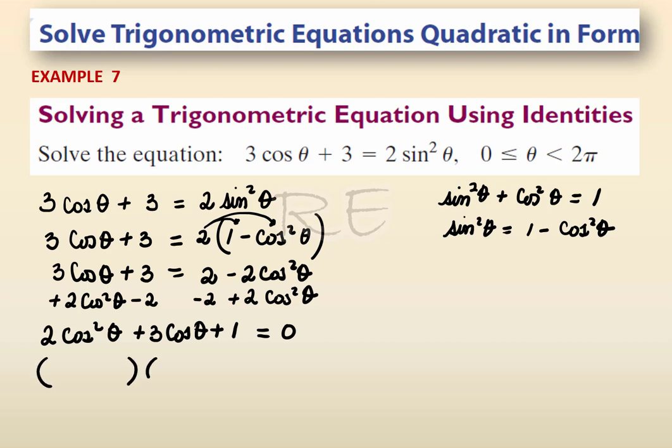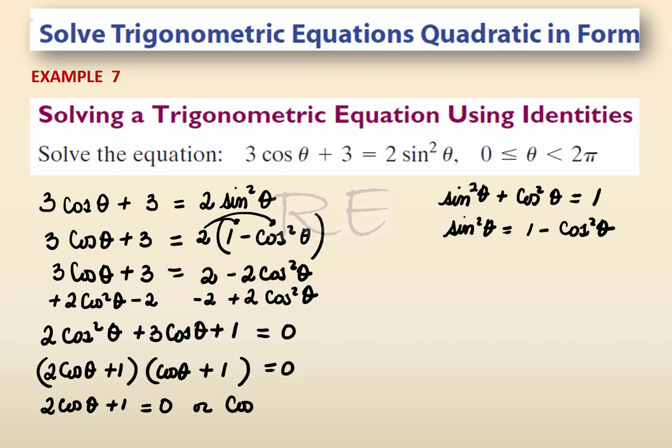A quadratic that's factorable. 2 cosine squared theta is 2 cosine theta times cosine theta, and plus 1 is 1 times 1. Zero product: 2 cosine theta plus 1 is equal to 0, or cosine theta plus 1 is equal to 0.